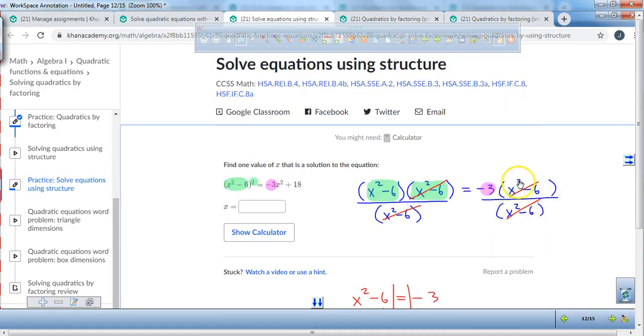Over here, you could also divide both sides by this x squared minus 6 and still be able to get to the right answer.